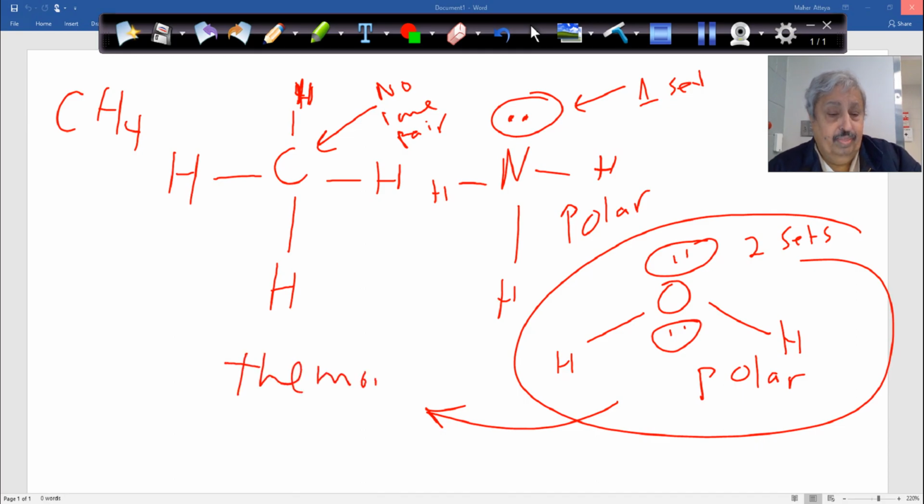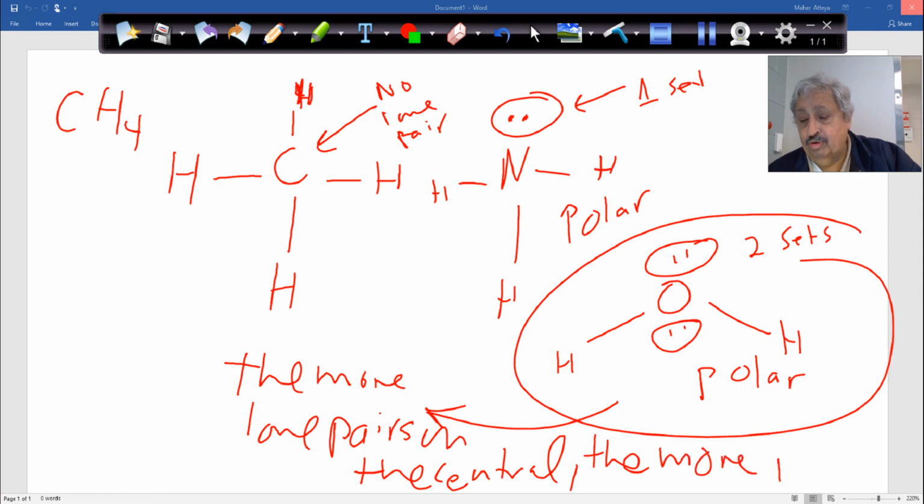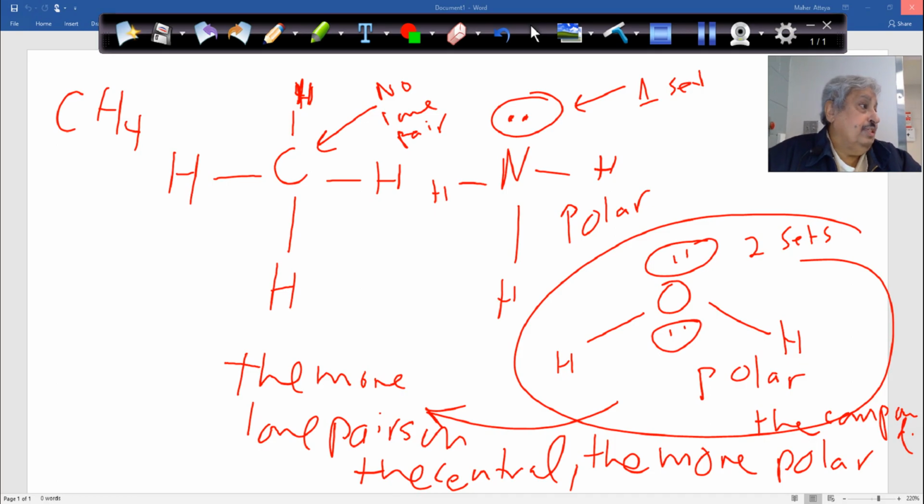The more lone pairs on the central atom, the more polar the compound. Okay, guys? This is true. Are you following me here?